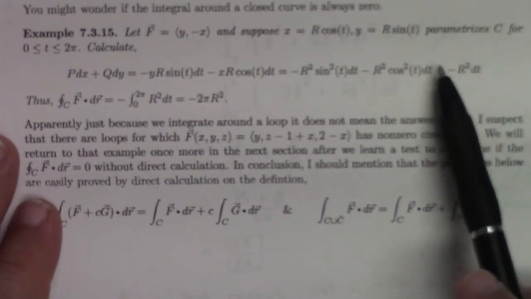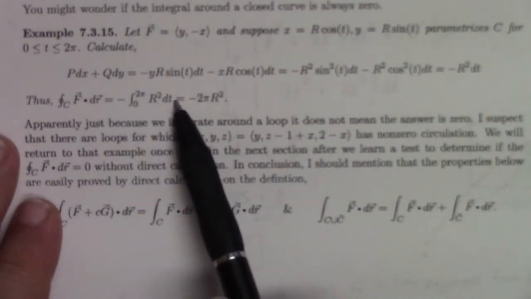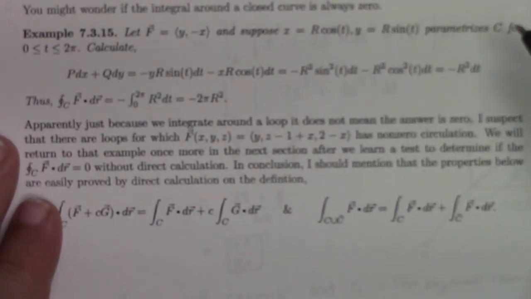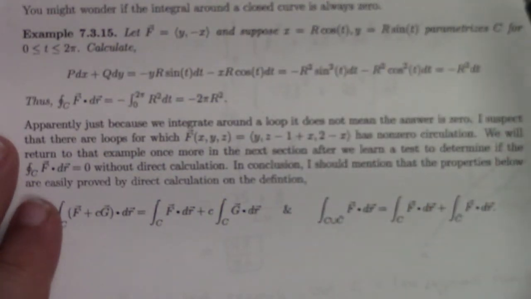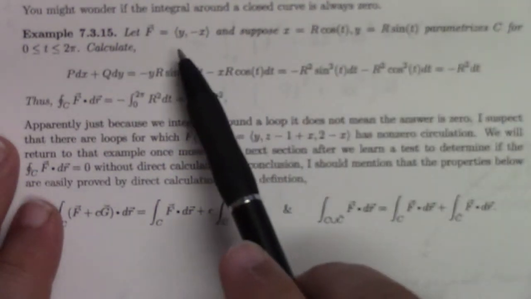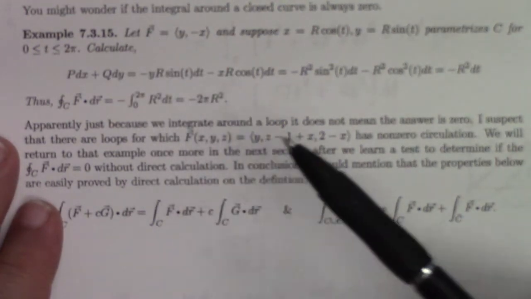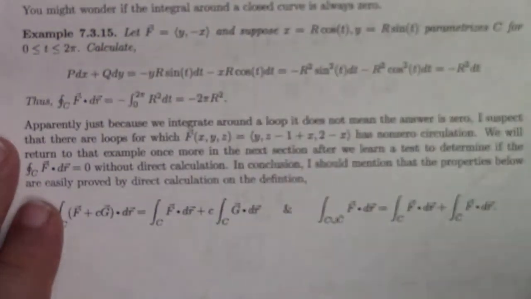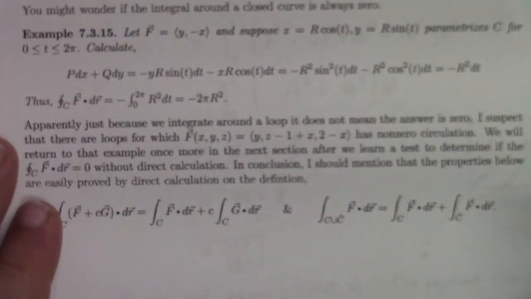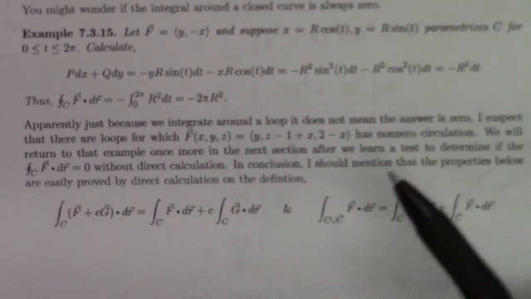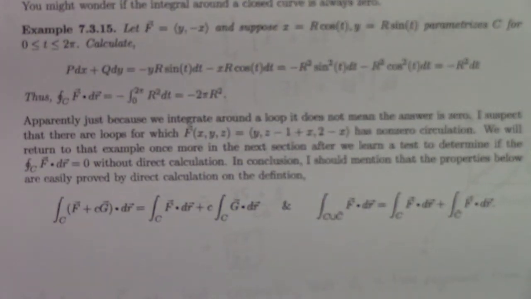So when we integrate this thing from 0 to 2 pi, we just get minus 2 pi r squared. So here's a vector field that when we integrated around a circle, we got something non-zero, because if you pictured this vector field, you'd see that it wraps around the circle in the opposite direction of the circle because of this minus. So just because we integrate around a loop, it does not mean the answer will be 0.